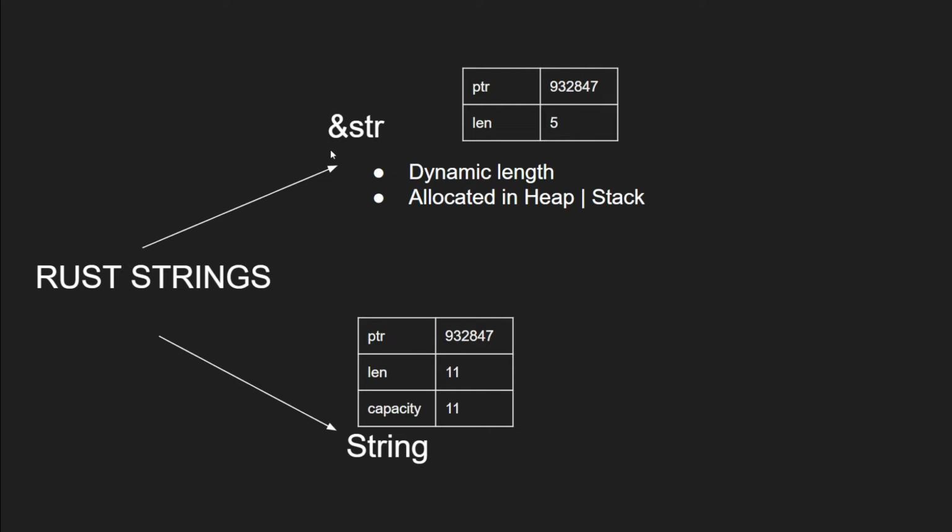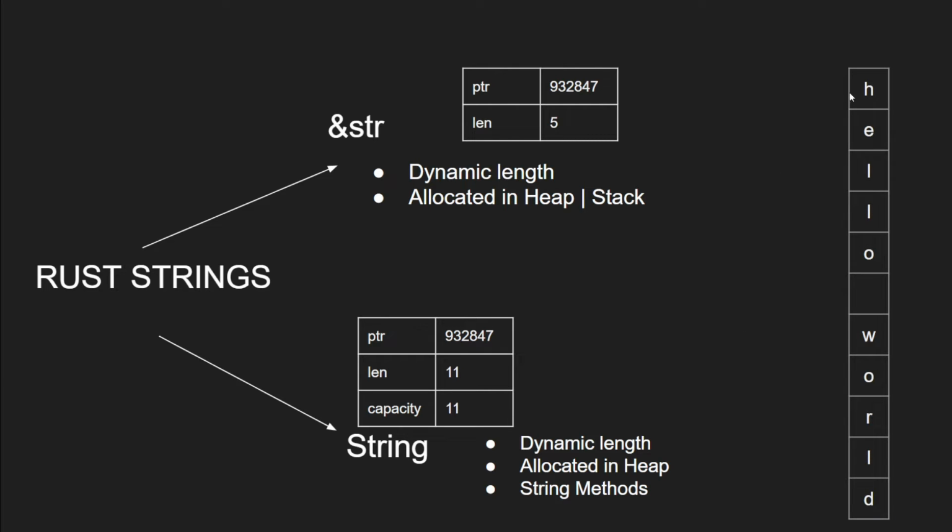The string literal or &str has a dynamic length and can be allocated in the heap or in the stack, and is very memory efficient. Both of these are UTF-8 encoded, so it supports languages like Chinese, Korean, Japanese, and emoticons, and a lot more. The String struct has dynamic length, is allocated on the heap, and is very powerful for string manipulation because it has the string methods.